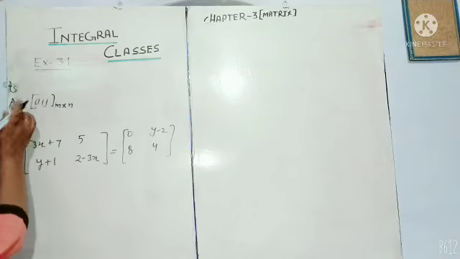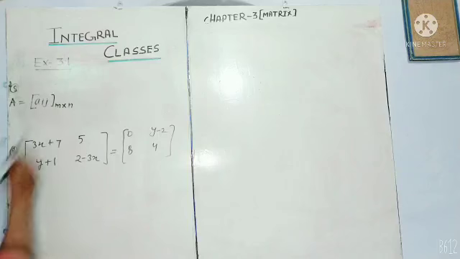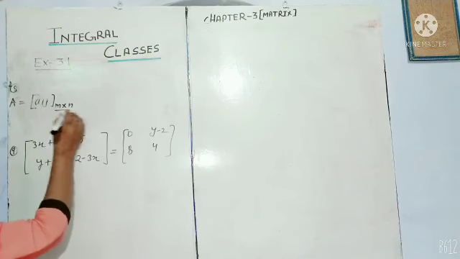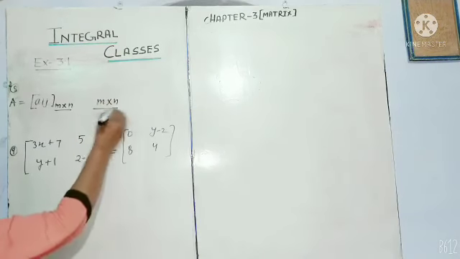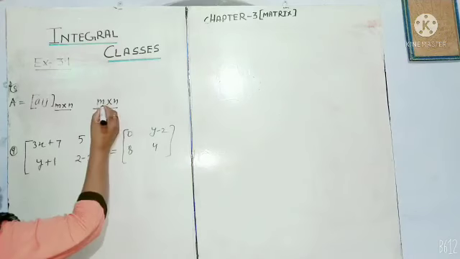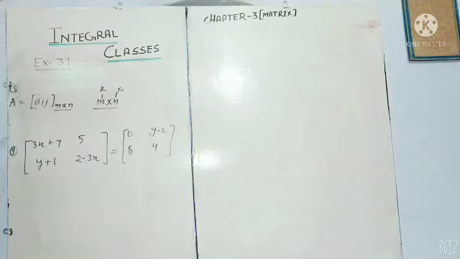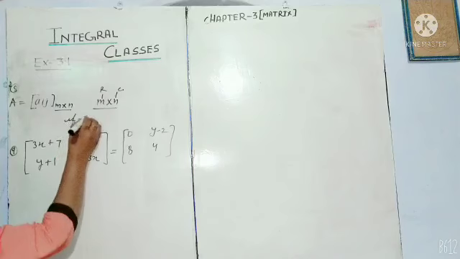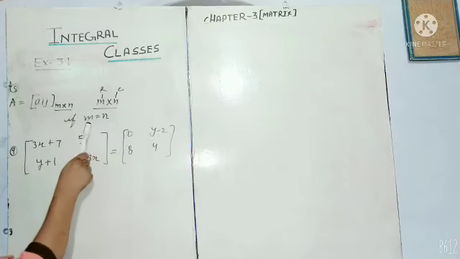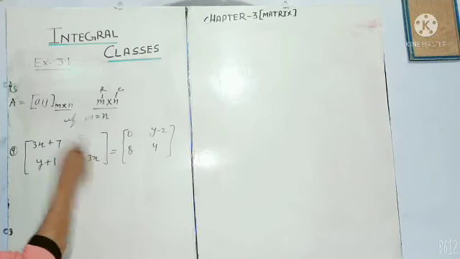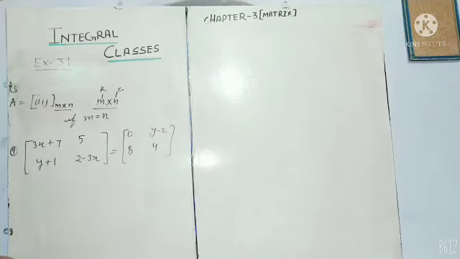Question number 8, we have a matrix A equals Aij of order M into N. It asks when it is a square matrix. So student, we know that M cross N is the order, where M is the number of rows and N is the number of columns. So when will a matrix become a square matrix? When M equals N, it means rows equal columns, then it will become a square matrix. So option C is correct here.